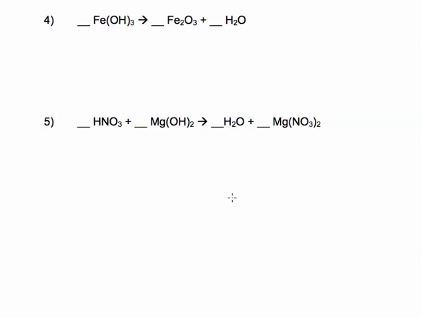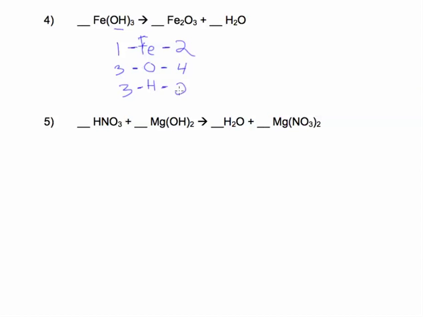Let's look at number 4. We have iron. We have OH over here, but we don't see OH over here. So we have to break it apart. We have 1 and 2. We have 3 here because we did 3 times the 1. And we have 3 plus 1 is 4 on this side. We have 3 over here, and we have 2 over here.